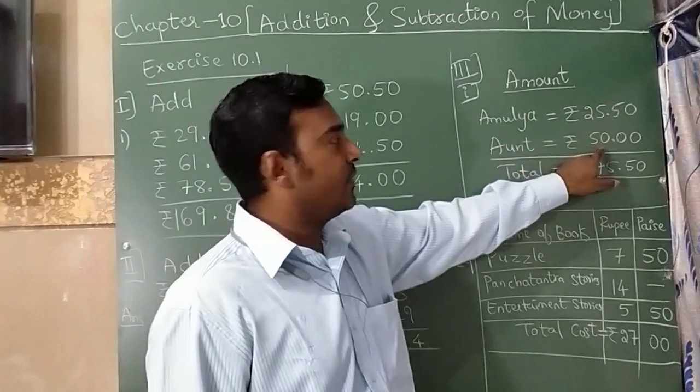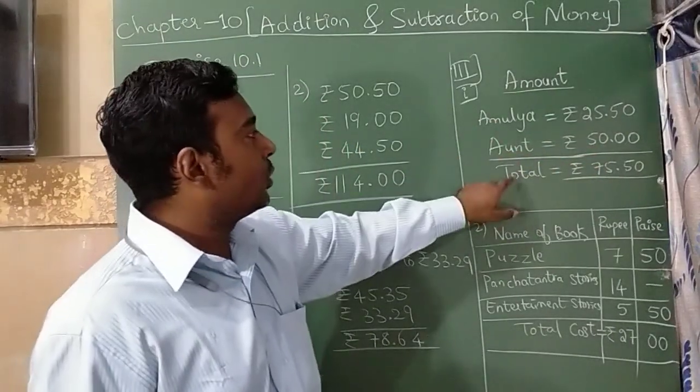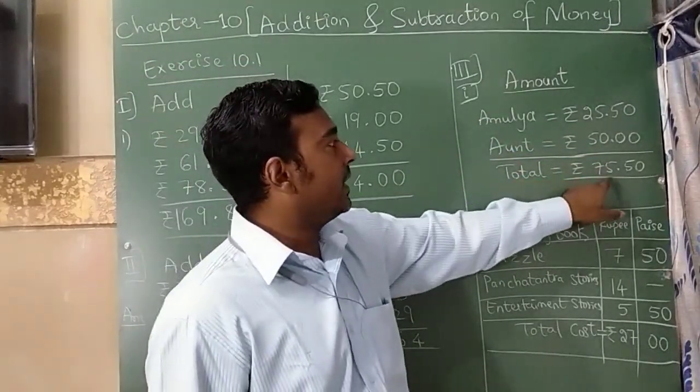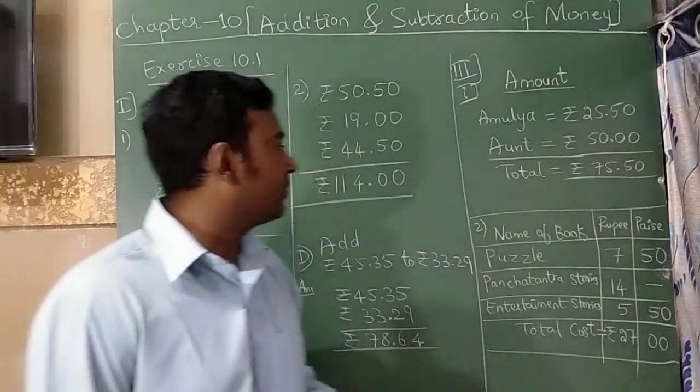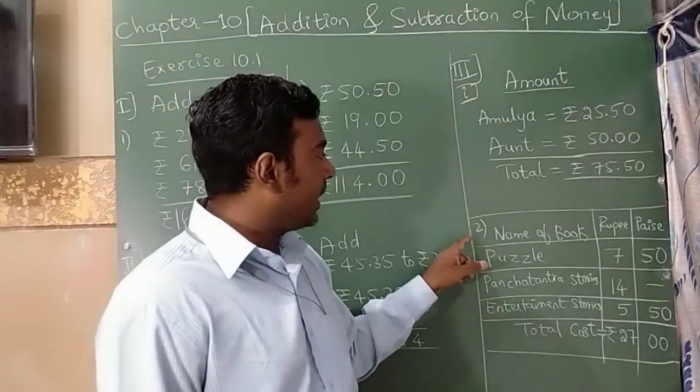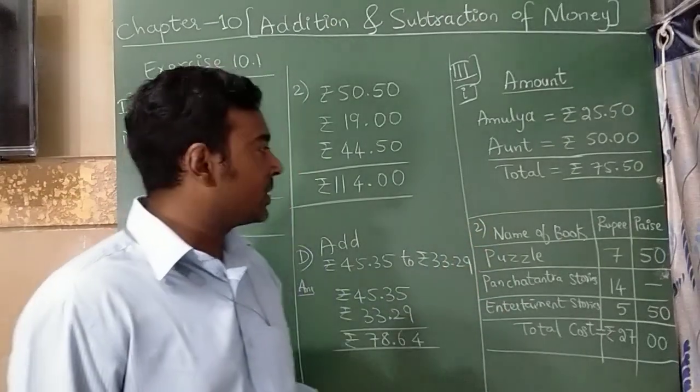has rupees 50. So if you add this, the total amount is rupees 75.50. Fine. Again from your textbook, the next question is, a few books are purchased.